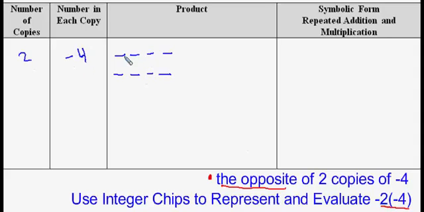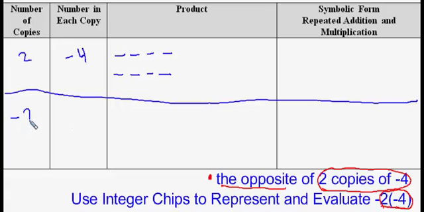Two copies of -4 would look like this. 4 negative chips represents the number -4, and we want 2 copies of it, so I made a second row. But if you remember, what I've shown here is 2 copies of -4, so that's this here, or in symbols, that's this part of the problem. But we don't want 2 copies of -4, we want the opposite of 2 copies of -4. So the opposite means take your 2 copies of -4 and do the opposite, which means do basically the same thing except use positive chips instead of negative. So rather than having 2 rows of negative chips, I would have 2 rows of positive chips. So all I've done is take all of my negative chips and change them to positive.